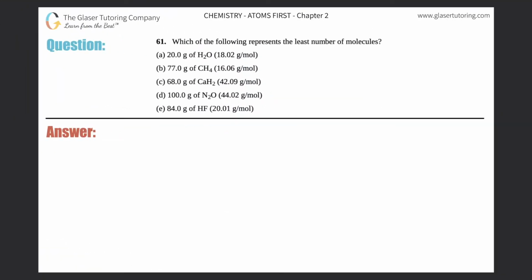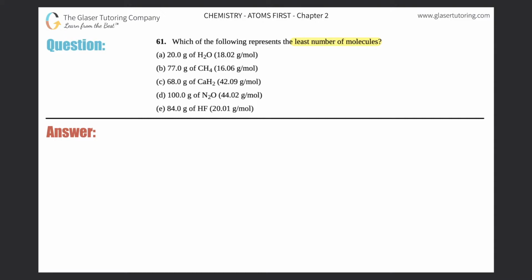Number 61. Which of the following represents the least number of molecules? And then I see A through E. I'm going to think of this as a multiple choice question because they want to know which one out of the 5 has the least number of molecules. So the easiest way to go about this is you just got to find the number of molecules for each and then just pick the least one. So let's get down to it.